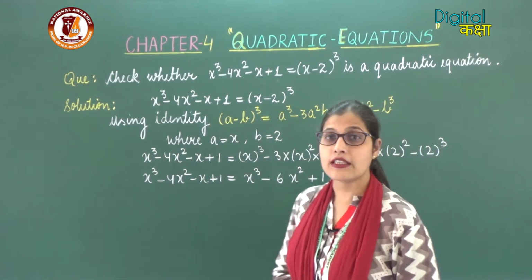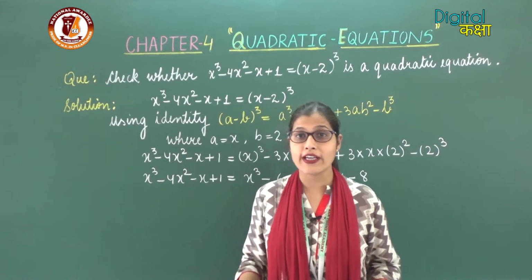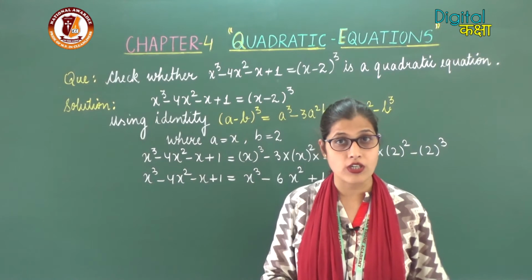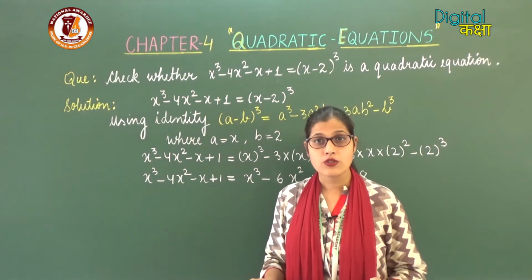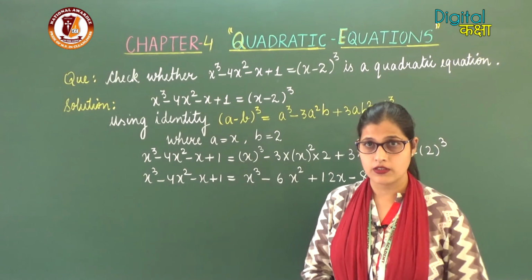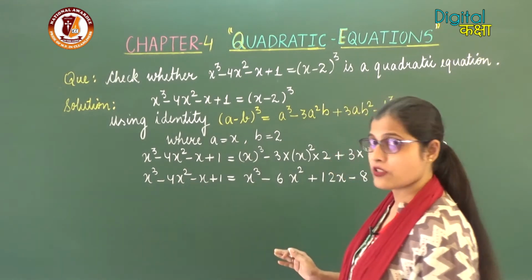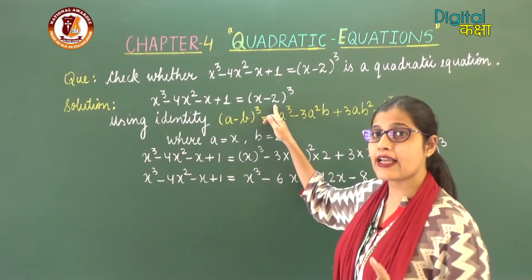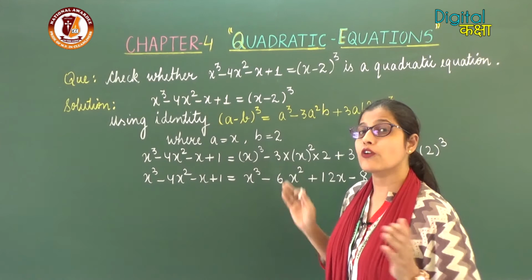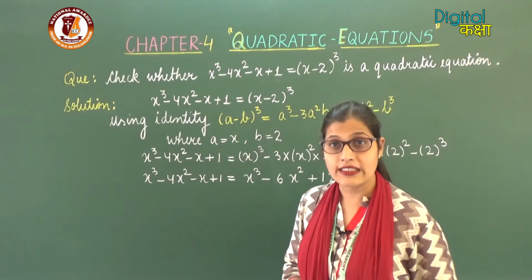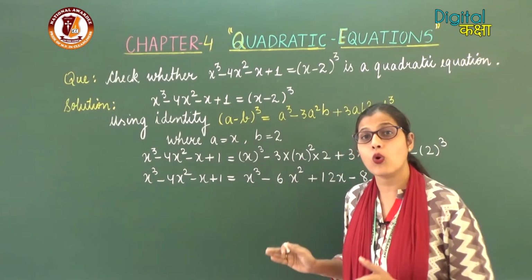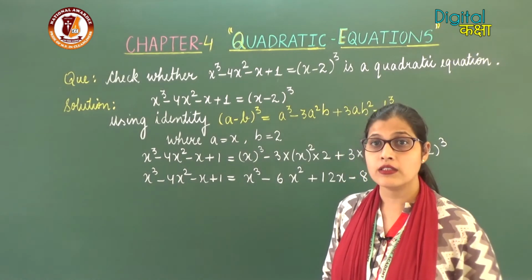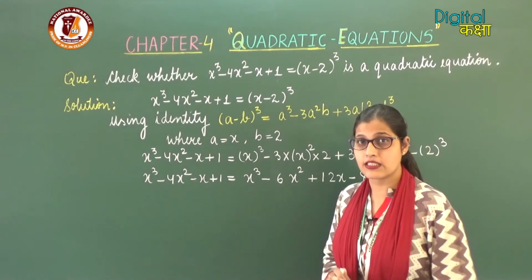As we have studied the steps to check whether the given equation is a quadratic equation or not, the first step was to simplify the given equation. So let us simplify the given equation. As you can see, on the right hand side, we have x minus 2 whole cube. You have already studied the identity a minus b whole cube. So here we will be simplifying the RHS part by applying the identity.